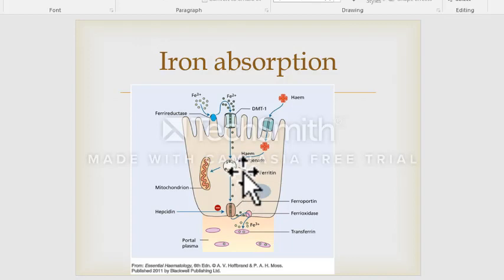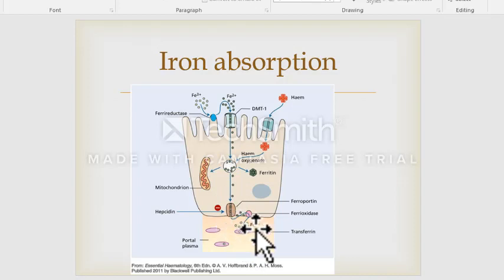Apoferritin is the part of ferritin. Apoferritin plus iron is known as ferritin. So if our body needs more iron, this hepcidin reduces the level of apoferritin. So when the level of apoferritin is reduced, this iron cannot be stored in this form, and iron will be released into the peripheral circulation.